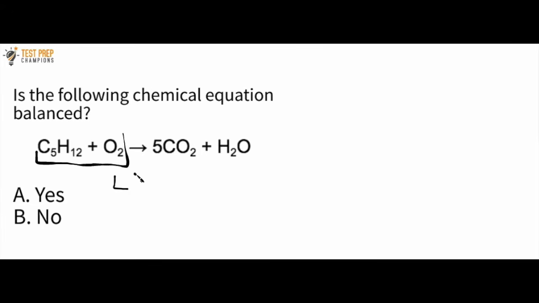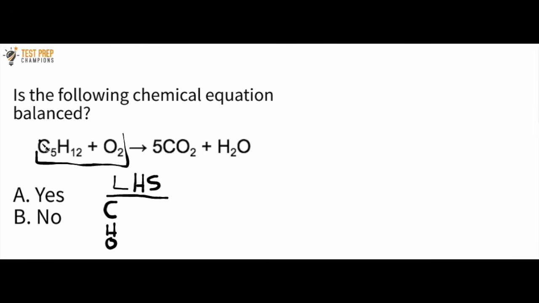So let me write here LHS. LHS stands for left-hand side of the equation. So we've got carbons, we've got hydrogens, and we've got oxygens. And you don't have to know what these stand for for the GED. You can just think of these as we've got C's, we've got H's, and we've got O's. So all we're going to do here is count these up, and see if the number on the left-hand side matches the number on the right-hand side. That's all we're doing.